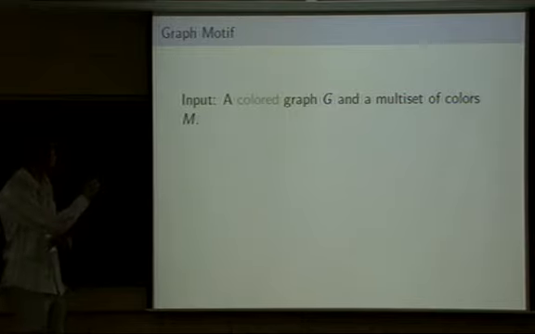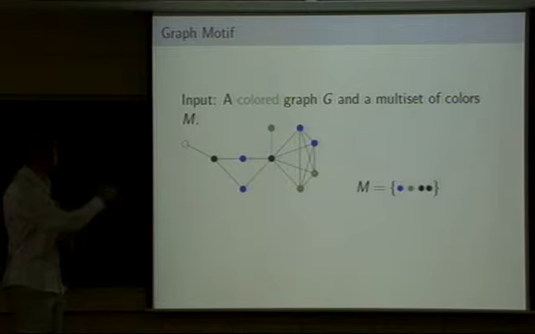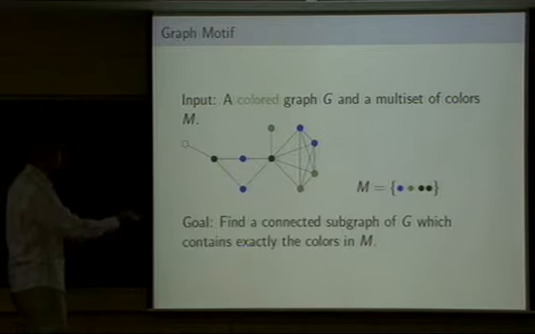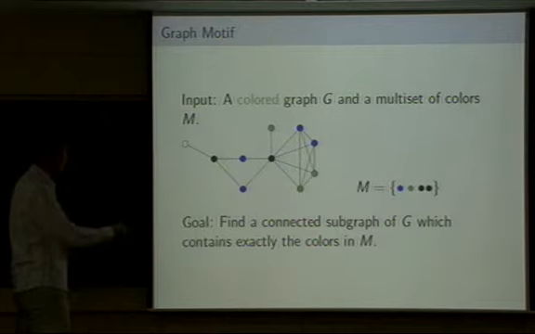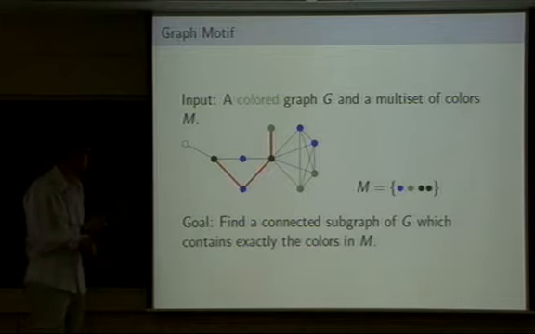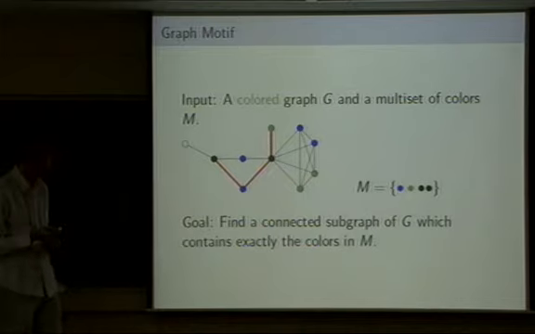And what's the problem? Well, there's a colored graph and a multi-set of colors. So this is the input. You get this set M and this graph as input. And what you want to find is a connected subgraph of G which contains exactly these colors. So here, this is the solution in this case. But this problem is really hard in general.